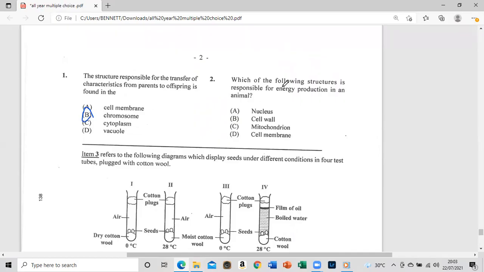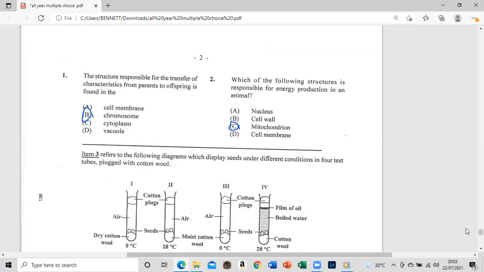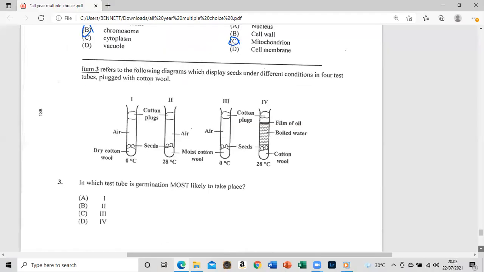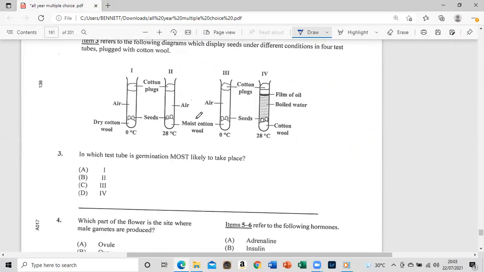Which of the following structures is responsible for energy production in an animal? Energy, and that is the mitochondrion. Let's move on to 3. In which test tube is germination most likely to take place? Look at the diagram carefully, all the stuff they give us, and that would be B, test tube 2.